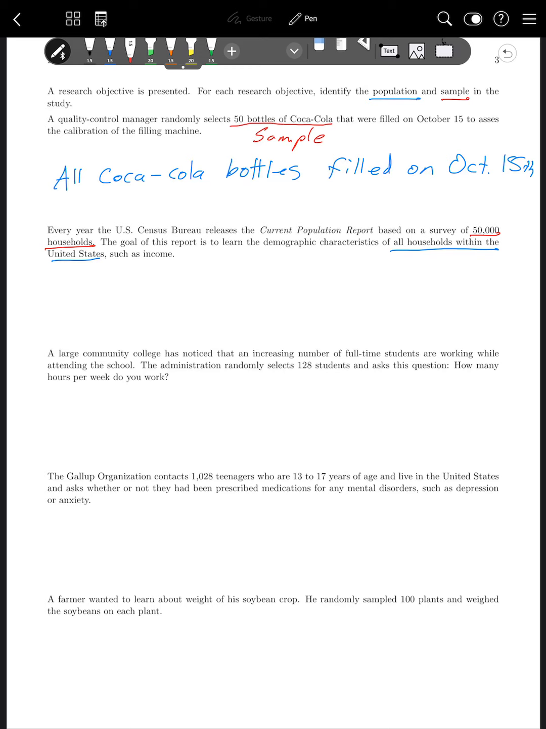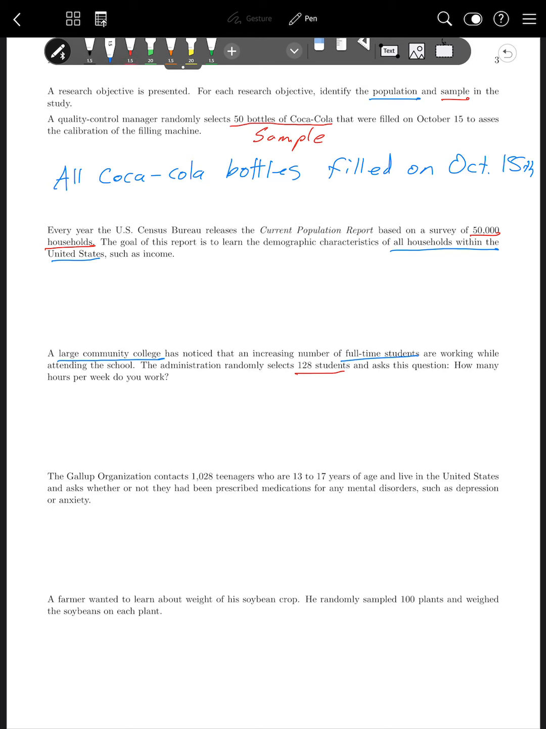Okay, so now that you've tried these, let's go through them together. A large community college has noticed that an increasing number of full-time students are working while attending school. The administration randomly selects 128 students and asks this question: how many hours do you work per week? So in this case, the population would be all the full-time students at this large community college, and the sample would be the 128 students they actually asked.